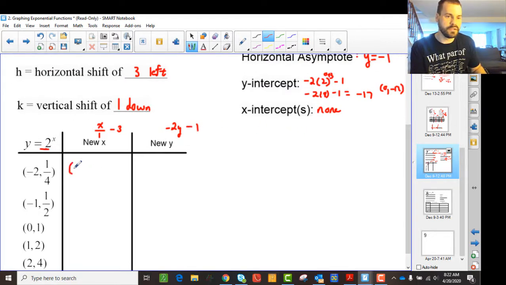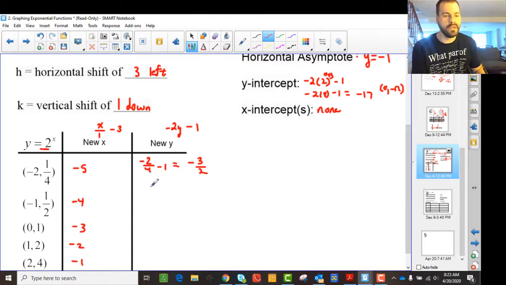So -2 minus 3 gives me -5. And then the y value, I'm going to get -2/4 minus 1. Okay, that's -1/2 minus 1, so that's -3/2. Then -1 minus 3 is -4. These ones are easy, so I'm just going to do them all at once because they're just going up by 1. So -2 and then -1.